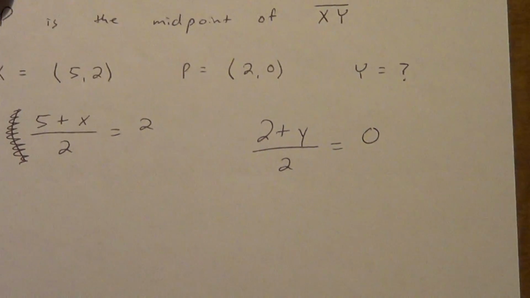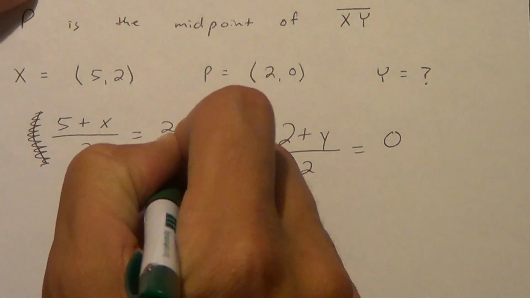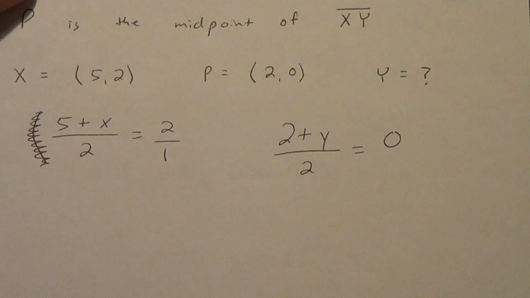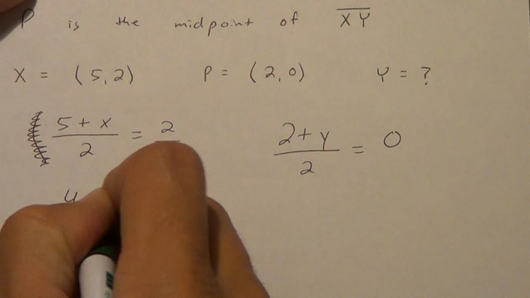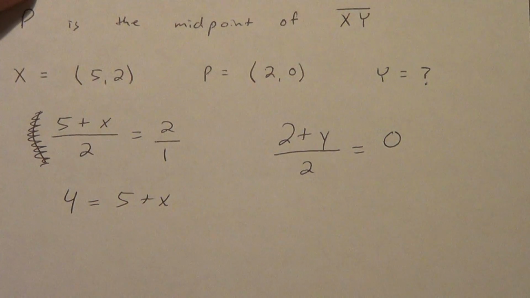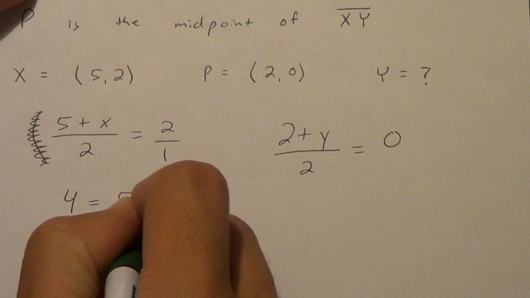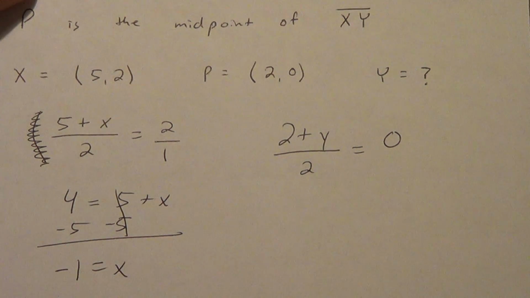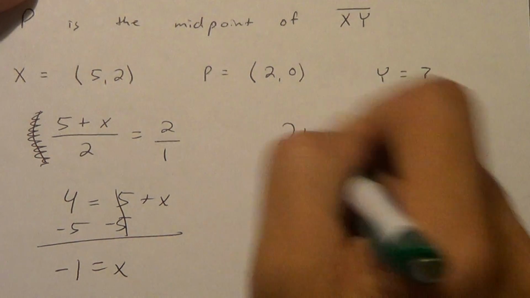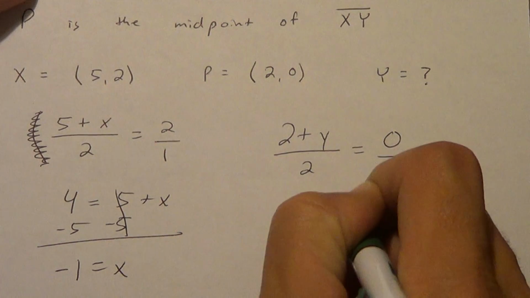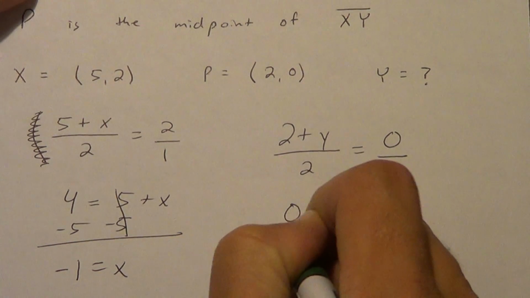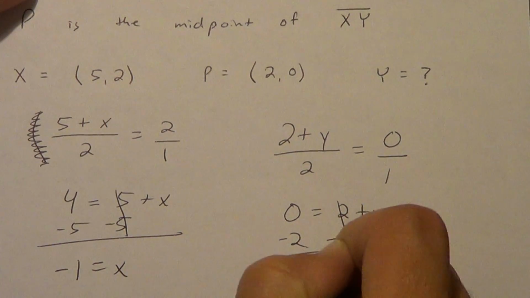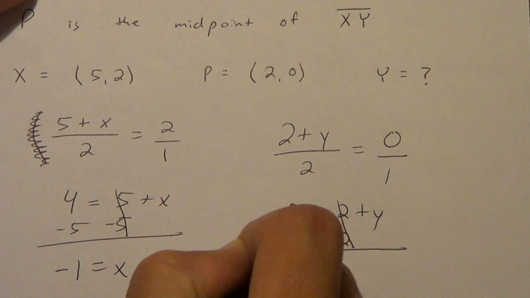All right, remember I left those kind of up high, so I can always put them over 1 and cross multiply. 2 times 2 is 4. 1 times 5 plus x is 5 plus x. Subtract 5. Cancel. 4 minus 5 is negative 1. Do it over here. Put this over 1, cross multiply, I get 0 equals 2 plus y. Subtract the 2, cancel, negative 2 equals y. I think my answer is negative 1, negative 2.